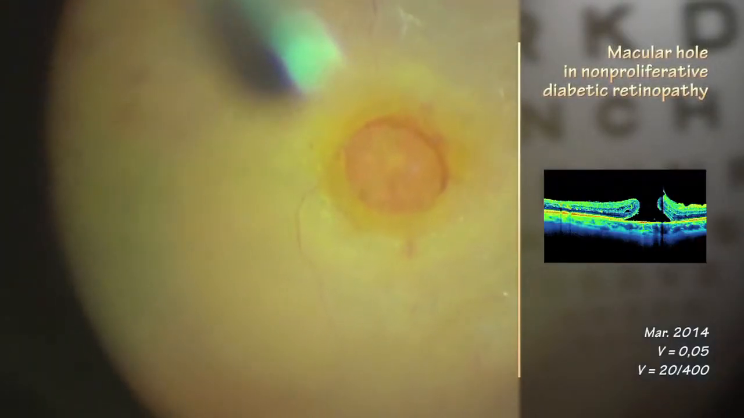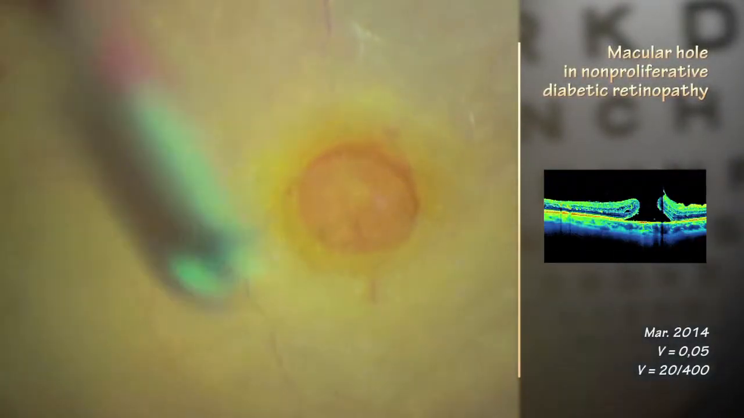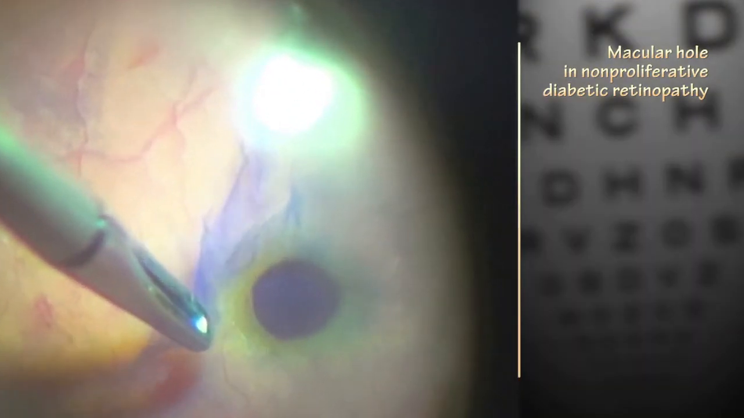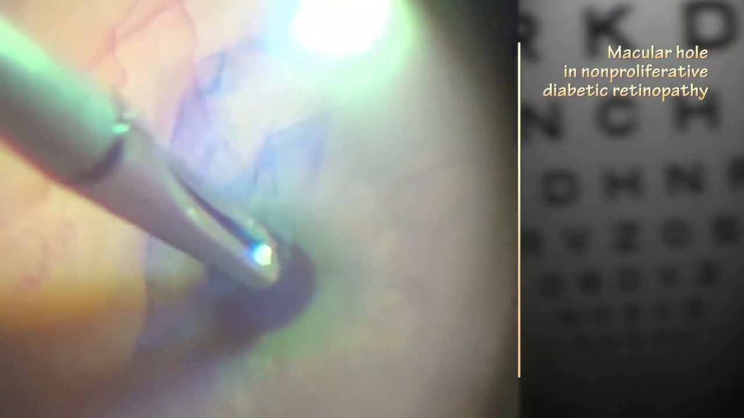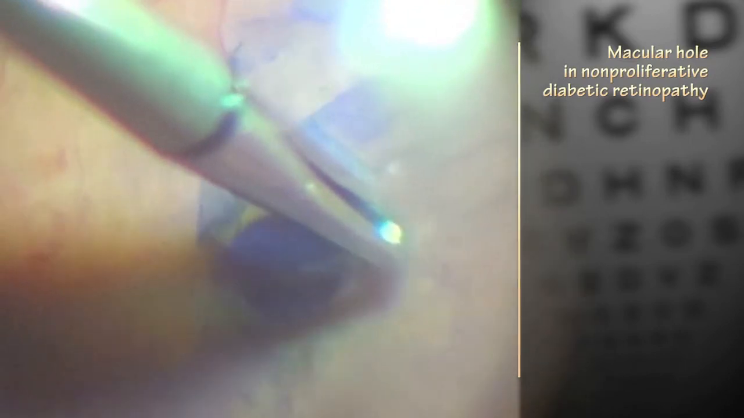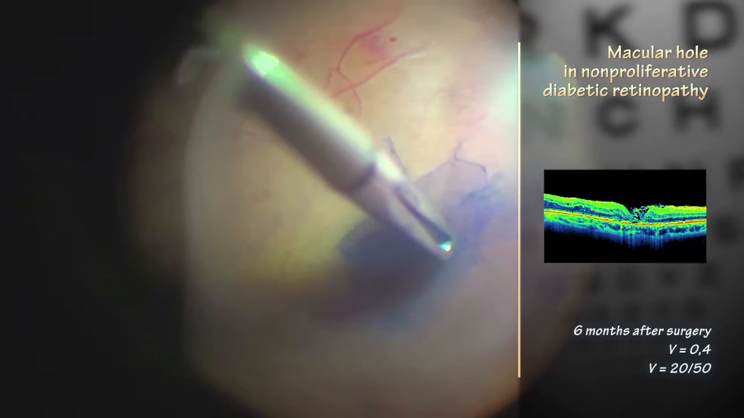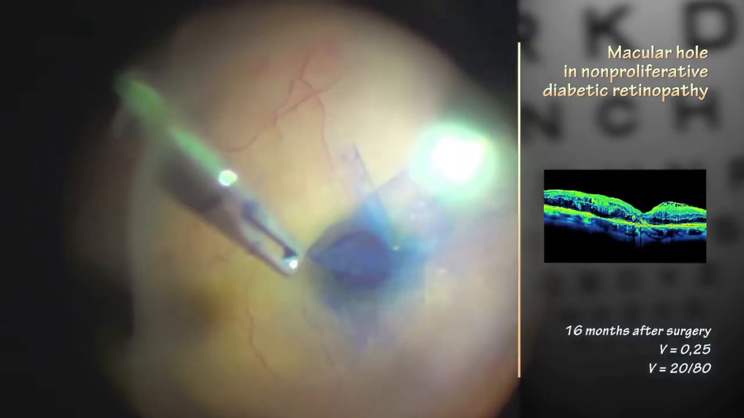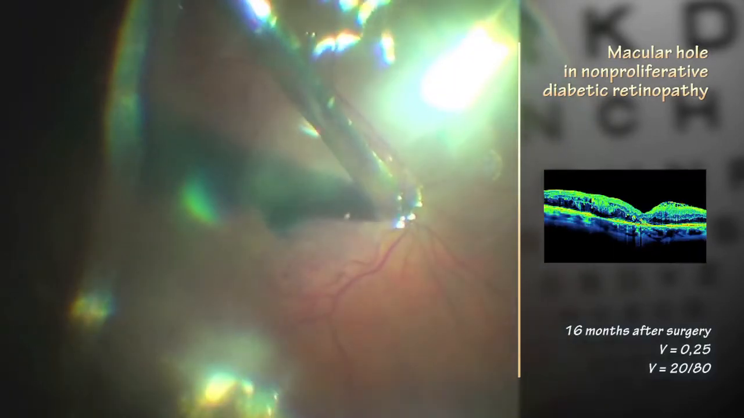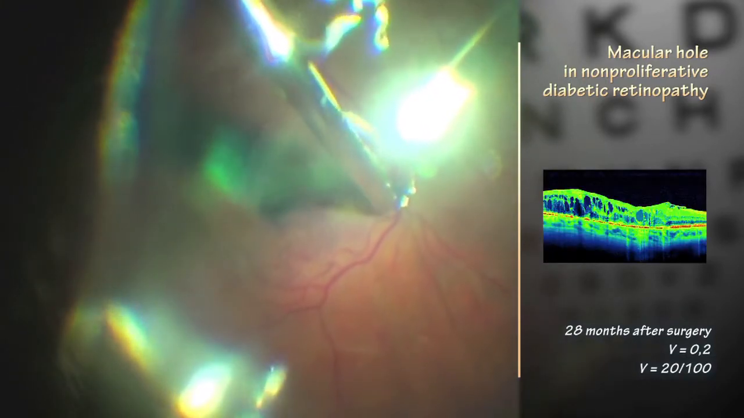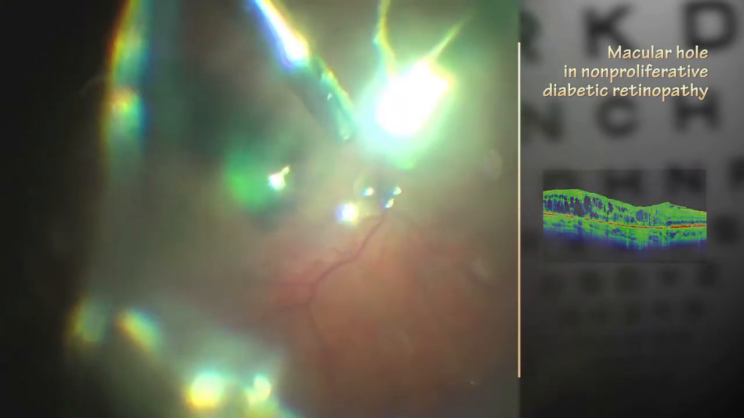Macular holes are rarely observed in cases of diabetic retinopathy. The first example shows a macular hole in the course of non-proliferative diabetic retinopathy. The temporal inverted ILM flap technique is performed. The macular hole was closed, and visual acuity improved initially to 0.4, but subsequently decreased to 0.2 as macular edema increased.